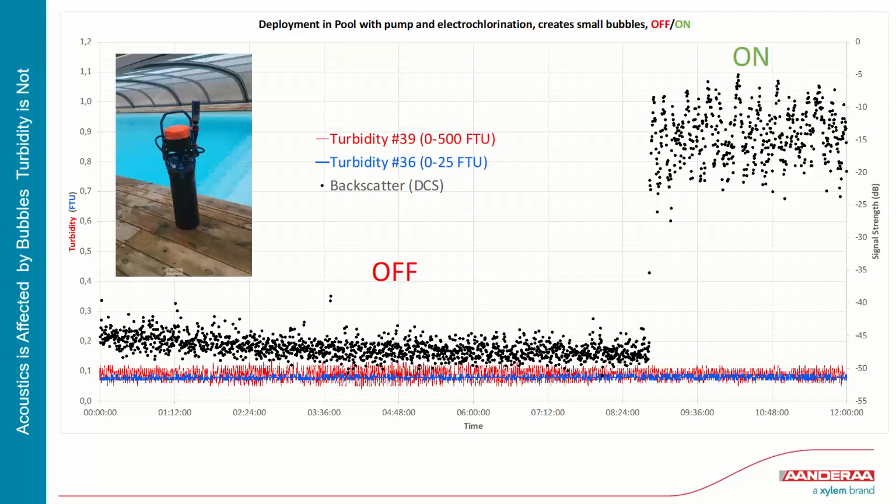So you see how much these air bubbles affect the acoustics, but there is absolutely no sign of it in the turbidity. The turbidity does not see the bubbles. So combining acoustics and turbidity, and sometimes also other parameters, gives you much better certainty about which type of particles you have in the water, where they come from, and how they are transported.